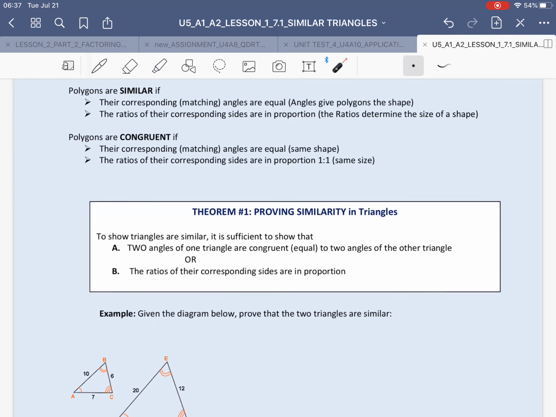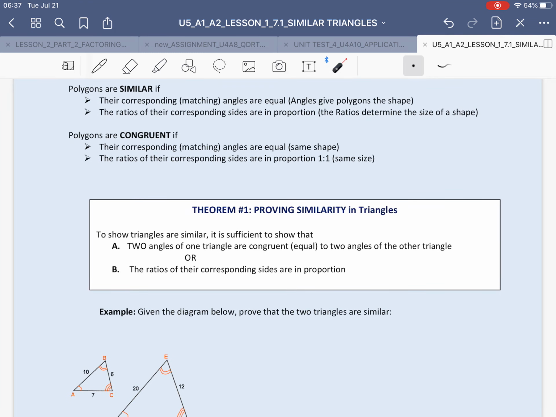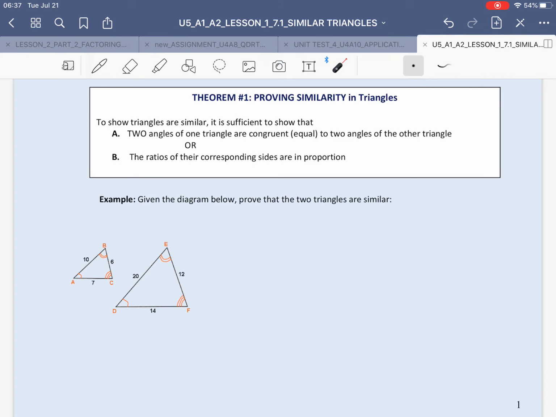So here goes the first theorem on proving similarity in triangles. To show that two triangles are similar, it's sufficient to show that either two angles of one triangle are congruent or equal to the two angles of the other triangle, or the ratios of their corresponding sides are in proportion. So here goes our first example.